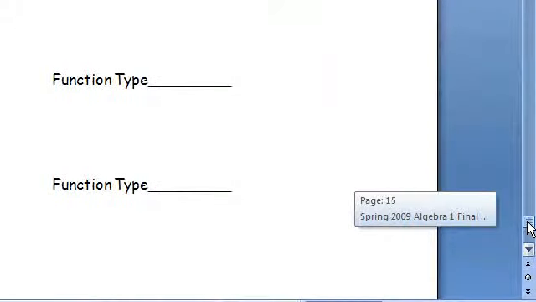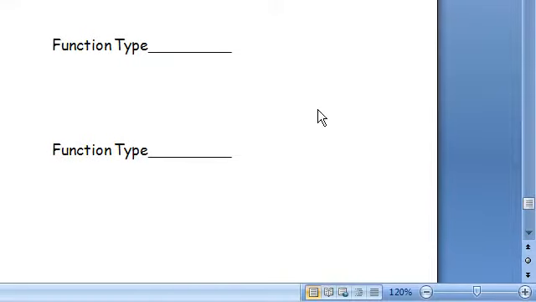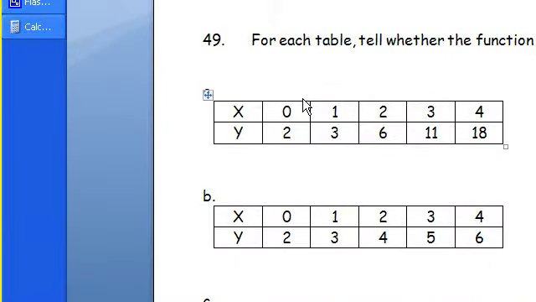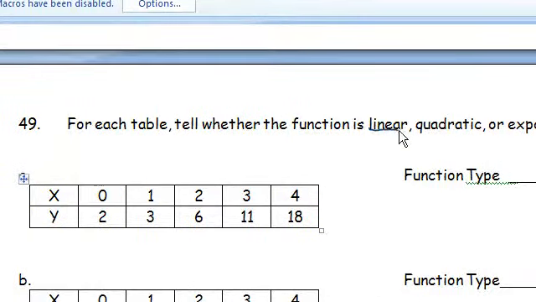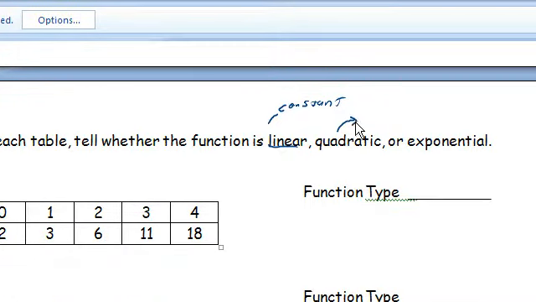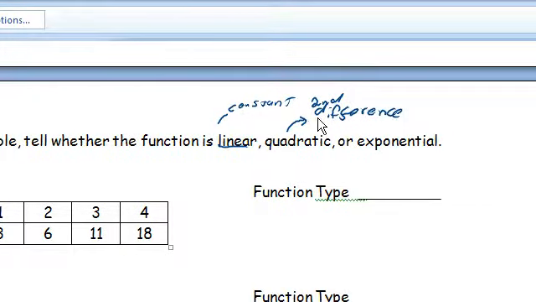Let's go down to number 49. Okay, here's what we need to keep in mind here. We're going to be measuring rates of change, and I'm going to point out things as we go along. So we need to tell whether each function is linear. Linear is constant rate of change. A quadratic, the second difference is constant, and I'll show you what that means.